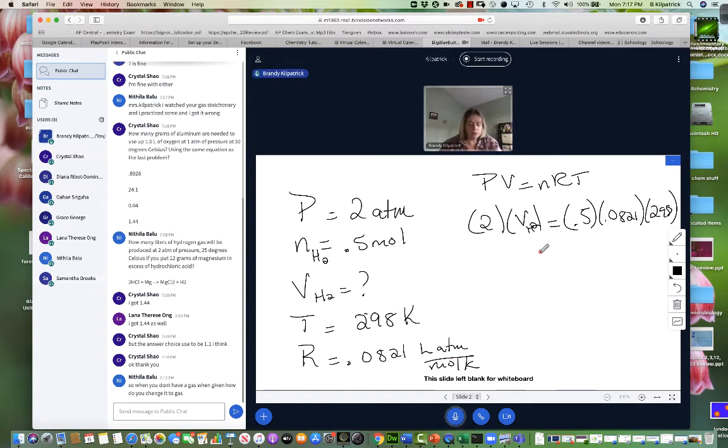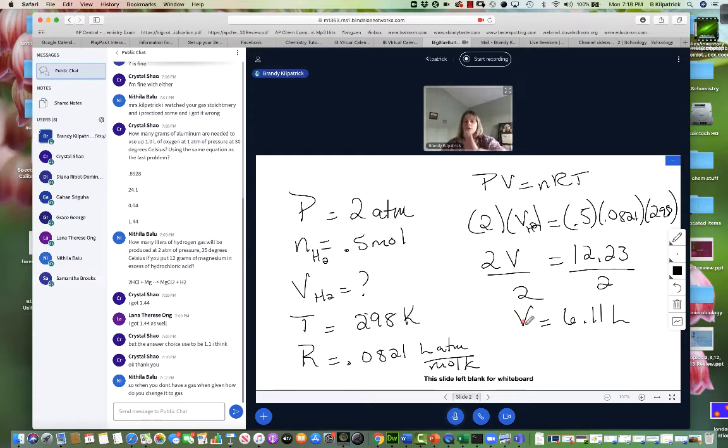So then when you do this, you have 0.5 multiplied by 0.0821 multiplied by 298. That's going to give me 12.23. So divide both sides by 2. You should get roughly 6.11 liters.